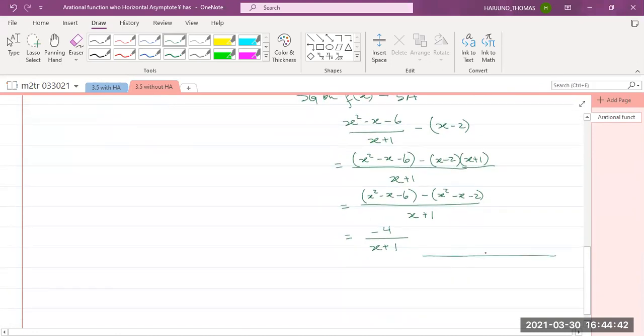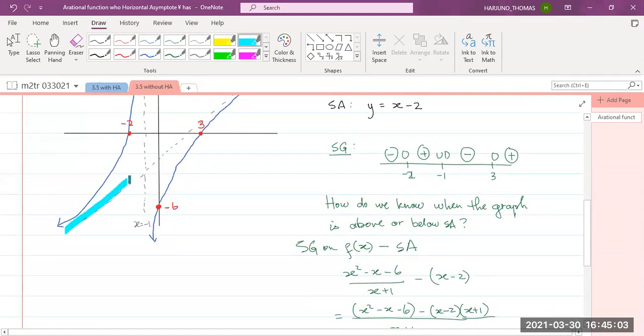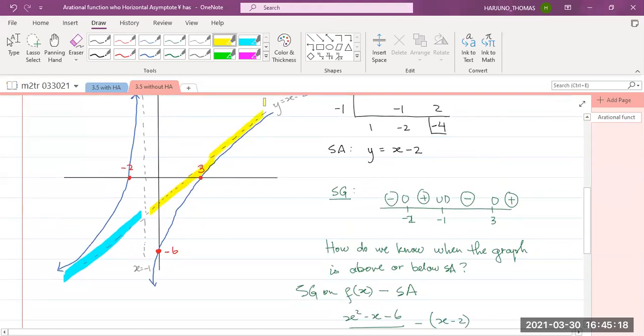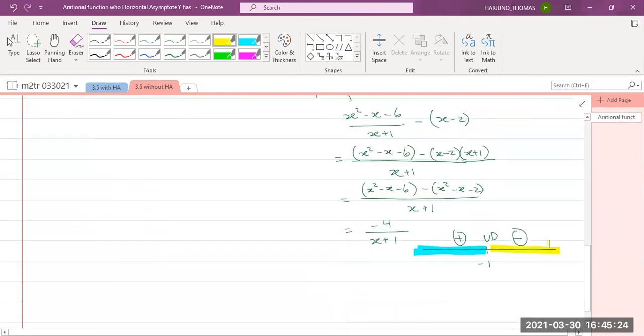Okay, so when I do the sign graph here, we have only one critical number. The sign graph here is positive, and this will be negative. That means to the left of -1, it will be above the slant asymptote. This is the slant asymptote, right? Now notice that to the left of x equals -1, the graph is above the slant asymptote, and to the right of -1, the graph is below the slant asymptote. Do you see that? So this is below the slant asymptote.